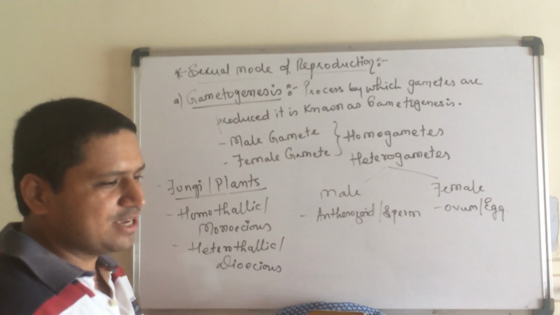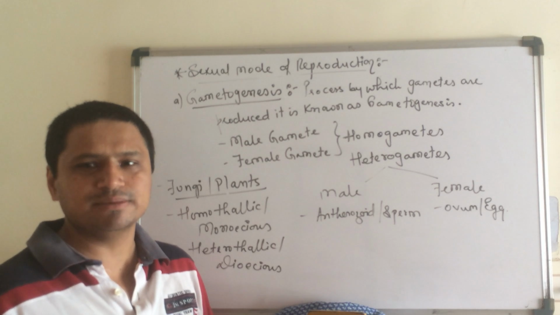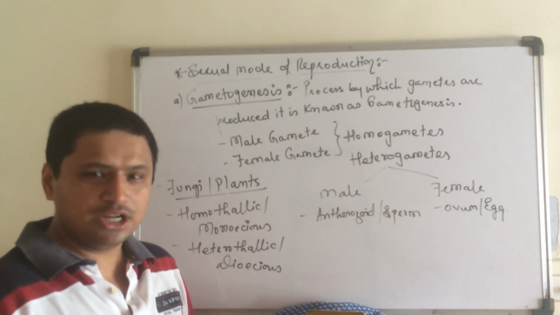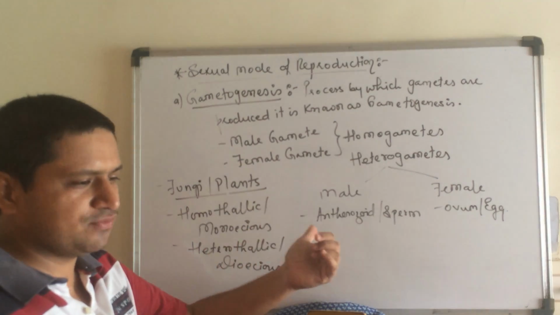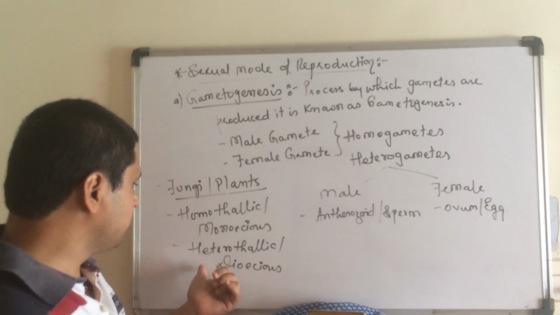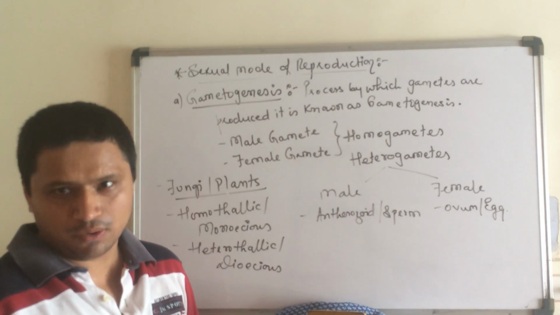Okay, so these are the ways by which we can say the sexuality in the organism can be exhibited. For a bisexual condition, it is known as what, class? That is the homothallic and the monoecious for bisexual, and the other one, for unisexual, that is the heterothallic and the dioecious, we can say.